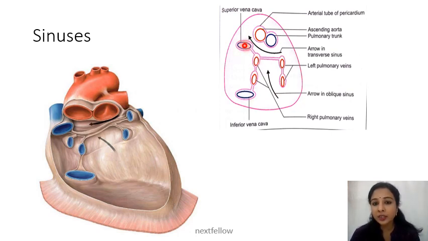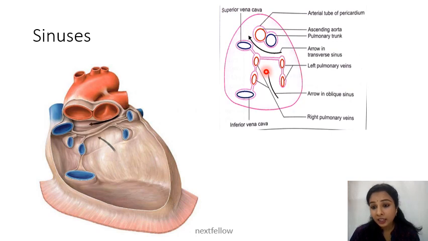So this is the superior vena cava, inferior vena cava, and these are the right and left pulmonary veins. So the visceral layer of the pericardium gets reflected along these vessels, forming a cul-de-sac, that is a J-shaped sac called the oblique sinus. Anteriorly it is related to the left atrium of the heart, because it is just present posterior to the left atrium.